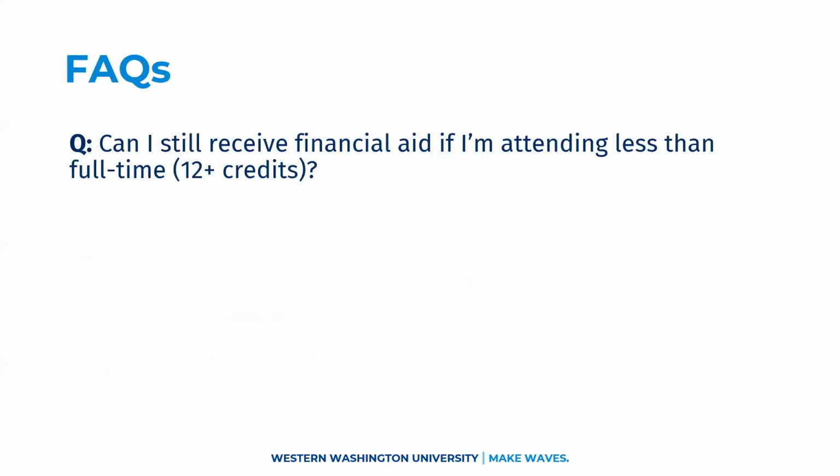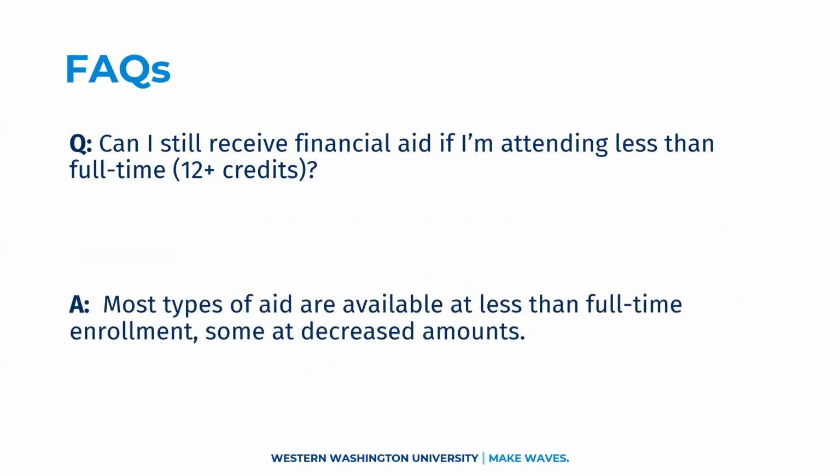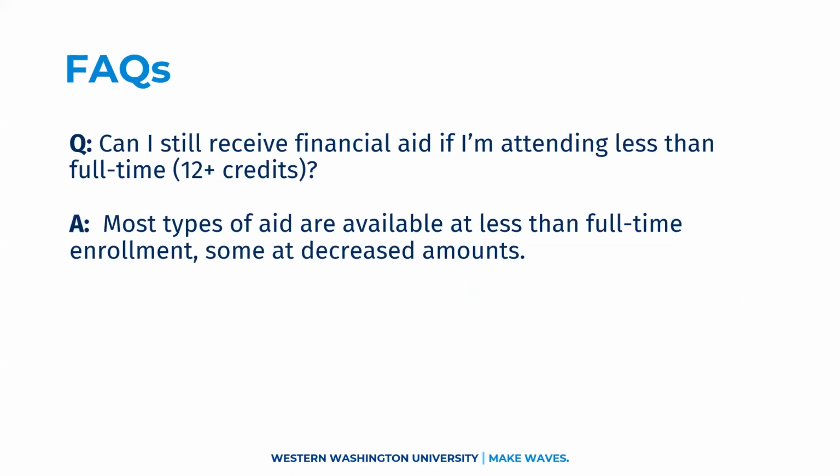Can I still receive financial aid if I'm attending less than half time or less than full time, which is 12 or more credits for undergraduates? And the short answer is it depends on the type of aid. So most types of aid are available at less than full-time enrollment. Some have a half-time enrollment requirement, and some, like the Pell Grant and Washington College Grant, are available at less than half-time amounts, but those will be usually prorated. So you won't necessarily be receiving the same amount of aid, but it doesn't mean that you will be ineligible for all aid. I do want to mention that student loans have a half-time enrollment requirement, so at least 6 credits.